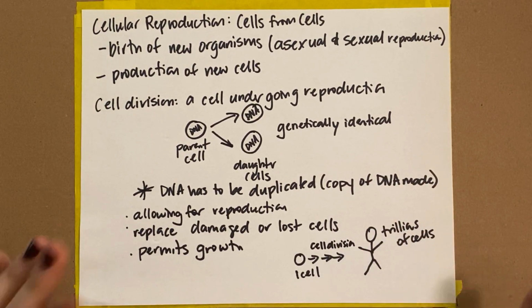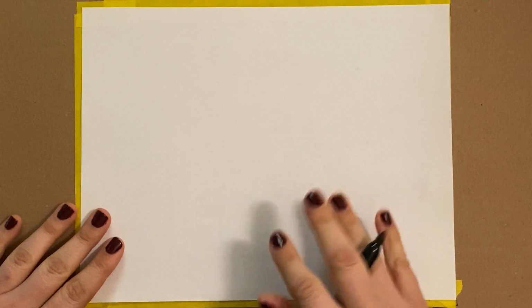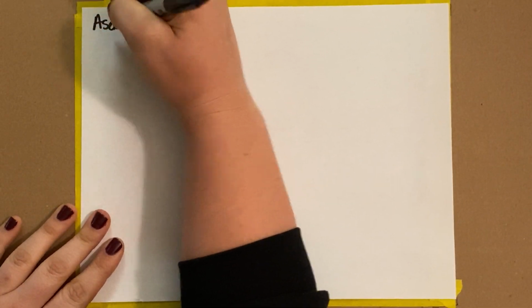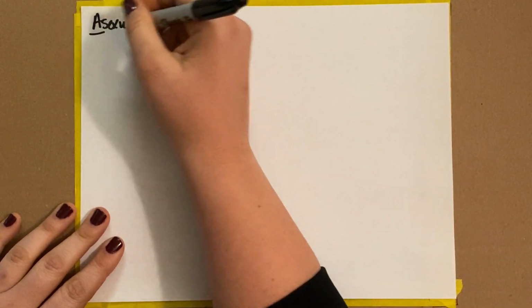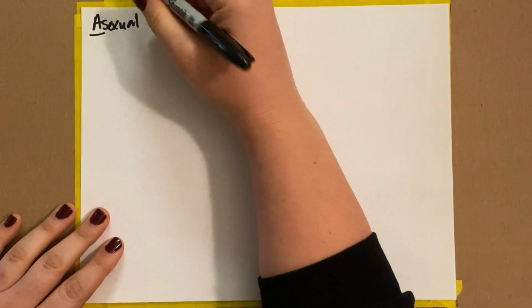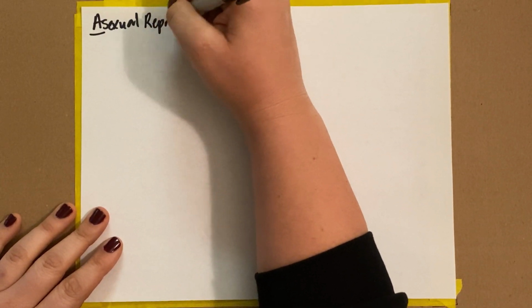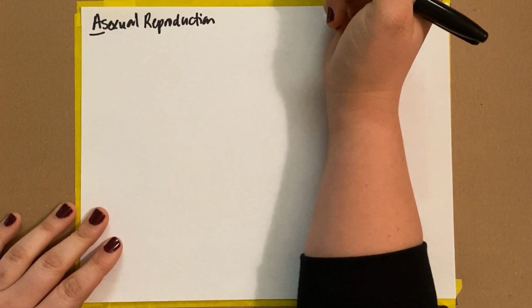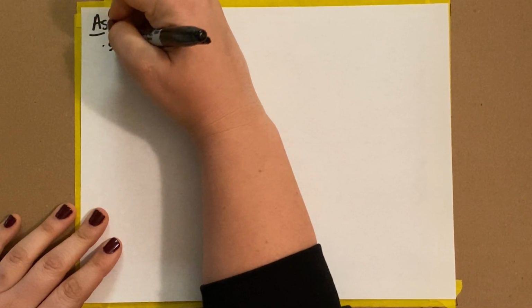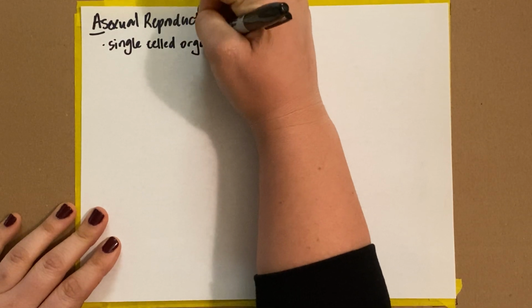So a little bit about reproduction, just briefly. We're going to talk about asexual reproduction. Anytime you have the letter A or an in front of a word, it means kind of no. So this is not sexual reproduction. So this is asexual, so there's no sperm or egg involved. There's no fertilization taking place. And this often happens in single-celled organisms, but not always.